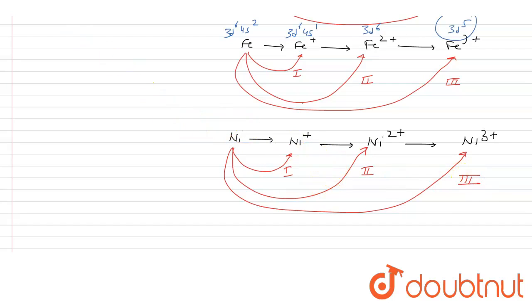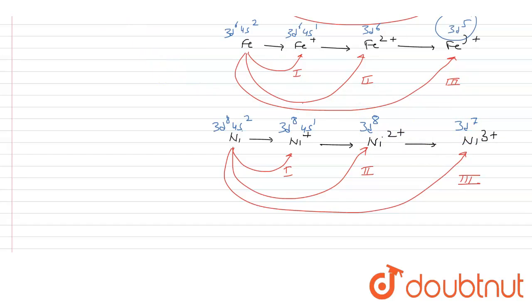The electronic configuration of nickel, we know, is 3d8 4s2. If I lose one electron, I get 3d8 4s1. If I lose another electron, it becomes 3d8. And if I lose one more electron, I will get 3d7. This is neither a half-filled nor a fully filled configuration, so we are not getting the minimum amount of energy.